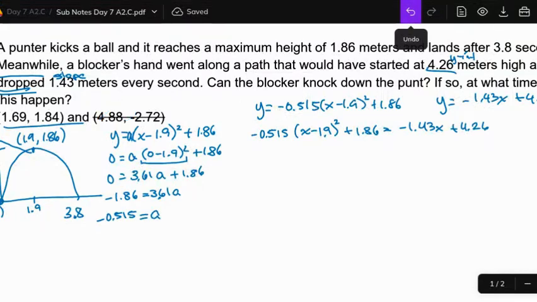So take a moment, box this one out with your x minus 1.9 and x minus 1.9. Definitely need a calculator for that. We should be getting negative 0.515 times x squared minus 3.8x plus 3.61. Oops. And then plus the 1.86.